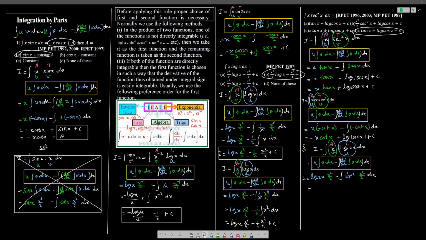Now your first term will remain as it is. In the second term, this 2 will cancel out, 1 power of x will also cancel out, minus 1 by 2 is constant, take it outside, just integrate x dx, which is nothing but x square by 2 plus c. This is your answer. Ta-da! Easy peasy. Okay, now let's go. Next type.